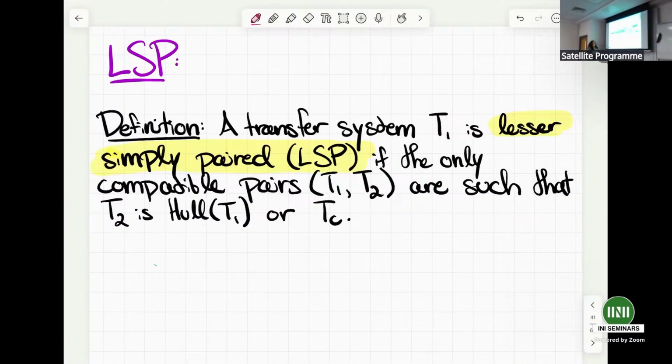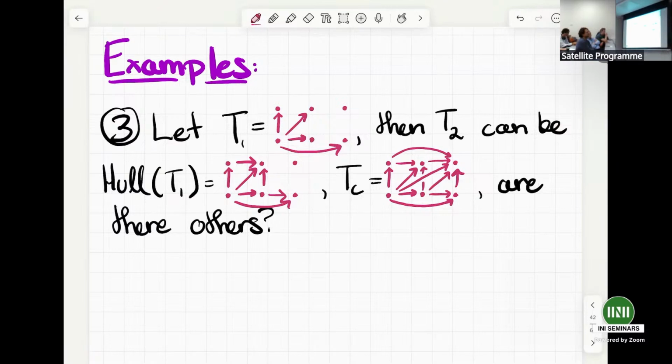So we called transfer systems which are only compatible with their hull and the complete thing lesser simply paired, or LSP. Lesser meaning it's like the lesser of the two, like minor, major. And then simply paired meaning it's only with the things that it has to be compatible with, right? So maybe let's think about some examples of this. Maybe we start with the one that we've been dragging through. Well, we already know it's compatible with these two, but are there others? There seems like there could be room for some.